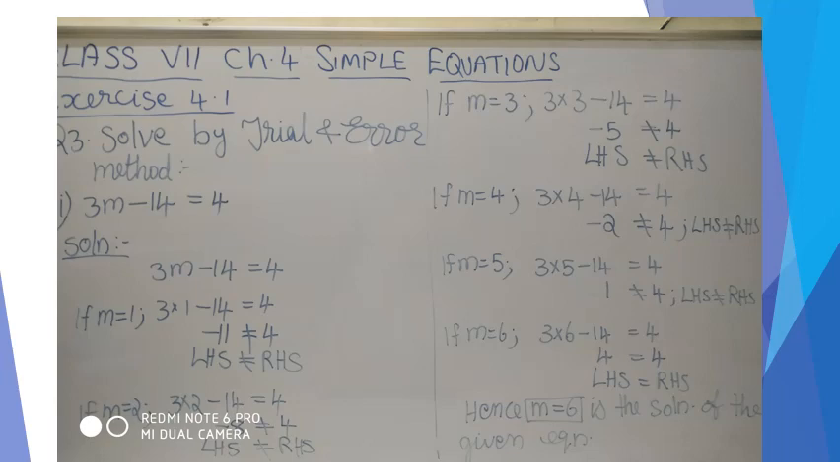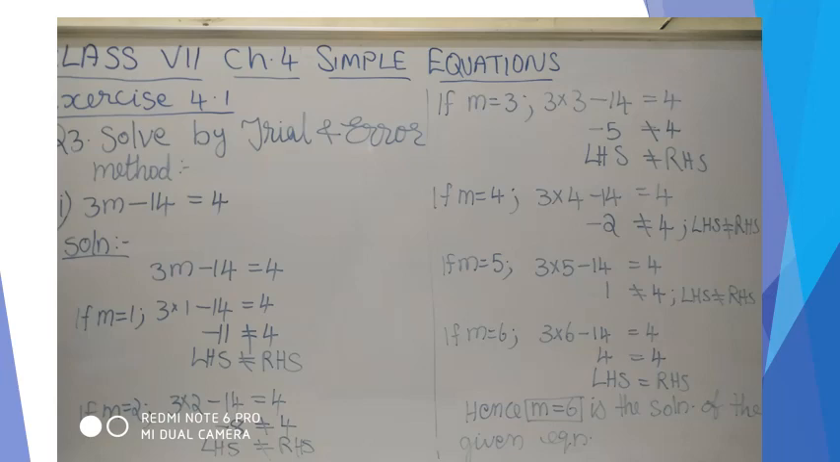Next we can try with m = 5. 3 into 5 - 14 = 4. 15 - 14 = 4, or 1 not equal to 4. So LHS not equal to RHS.